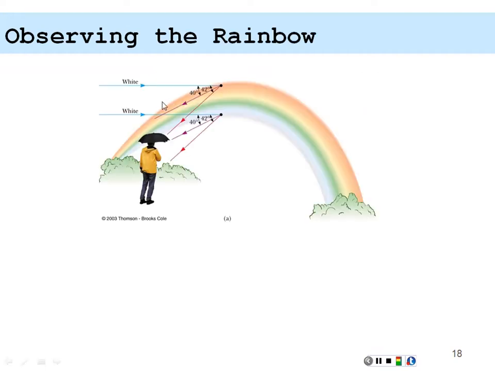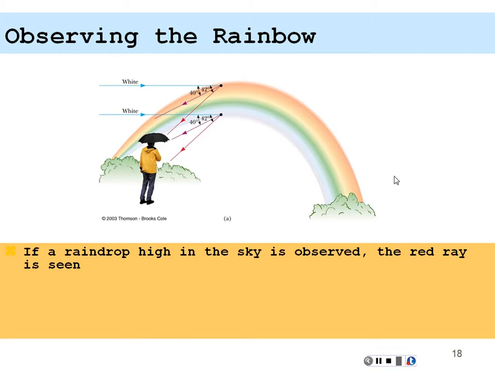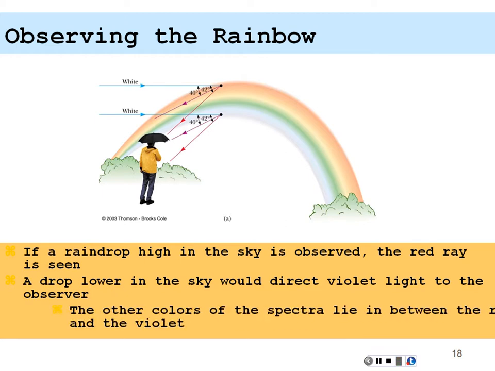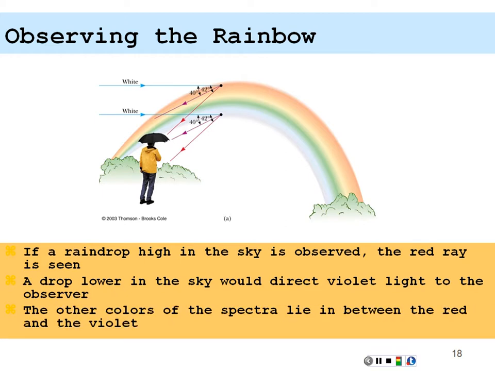So here's a fellow observing the rainbow. The raindrop high in the sky is observed, the red ray is seen, and maybe the violet ray is above your head at that point, from that point on the rainbow. A drop lower in the sky would direct violet light to the observer, and then you don't see the red light because you're just looking at the angle where the violet light comes in. If you lowered your eyes, then you would see the red light. The other colors of the spectrum lie in between, and hence what you see at that moment is the colors of the rainbow.